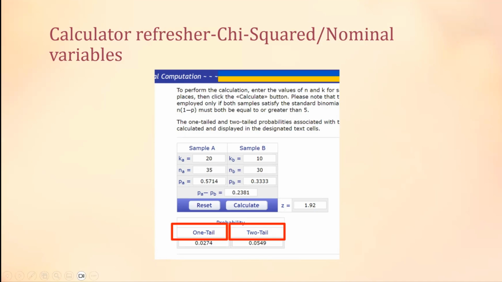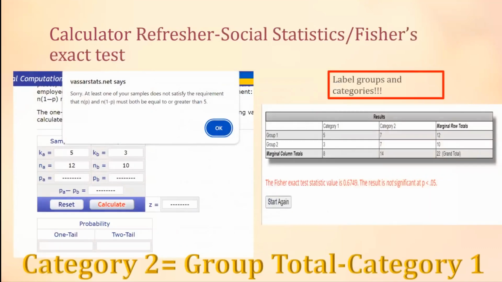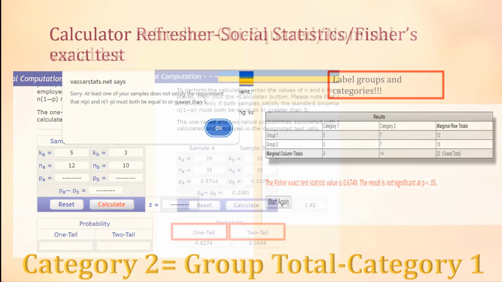The reason why I liked using Vassar Stats for the chi-squared difference of proportions test is because if it fails, it gives you an error. And I don't think I have that here. Oh, I do have it here. So if your proportions are too small or your numbers are too small, like 5 out of 12 and 3 out of 10, if it fails the criteria for the chi-square difference of proportions test, it gives you an error that says that it does not meet the criteria for the chi-square test. And that's why you have to use the Fisher's exact test. So that's why I like doing that.